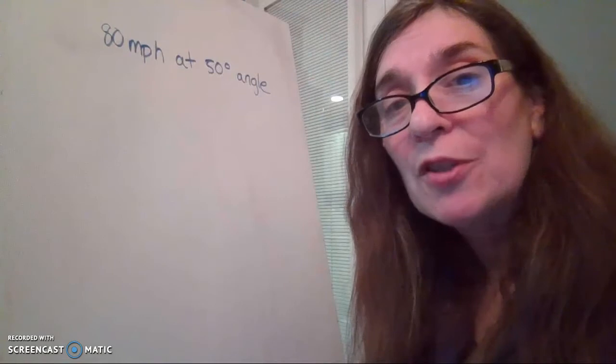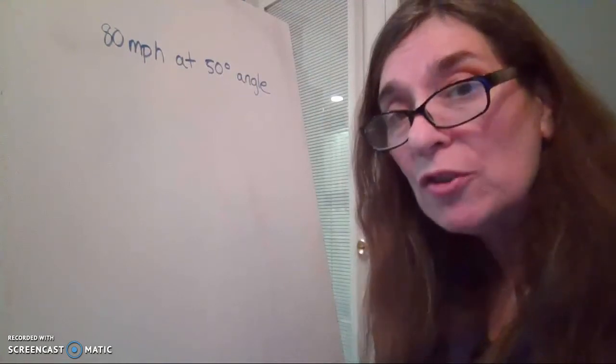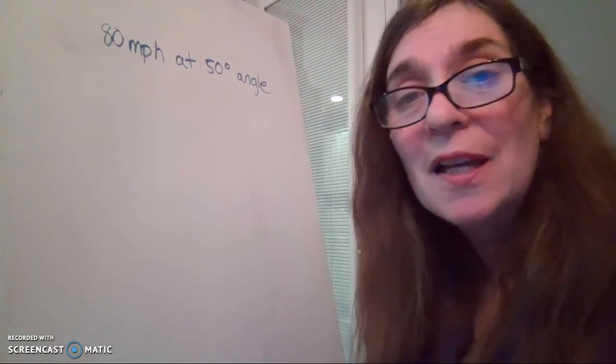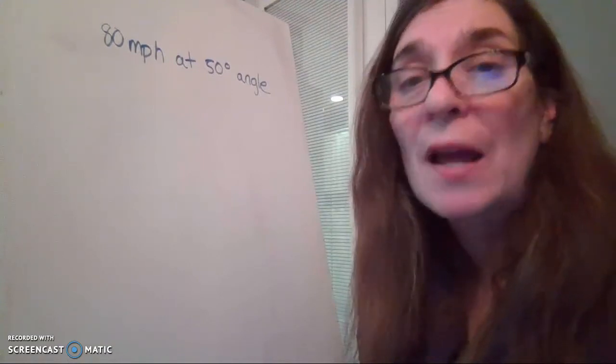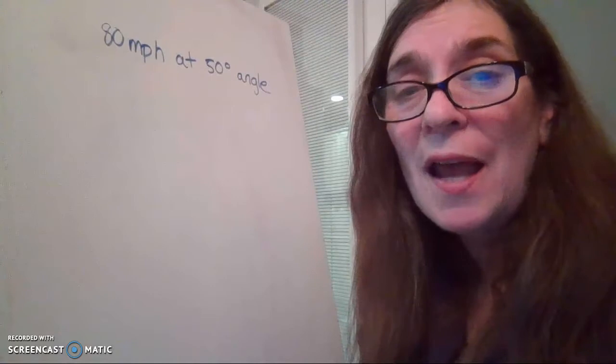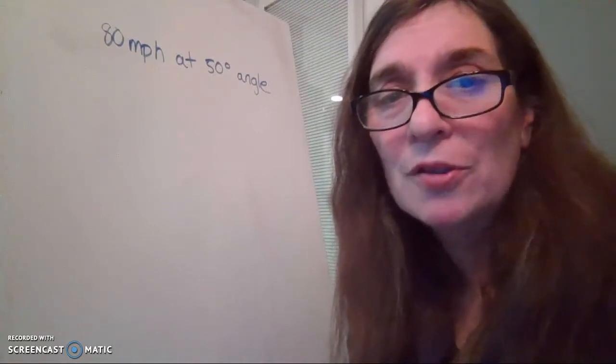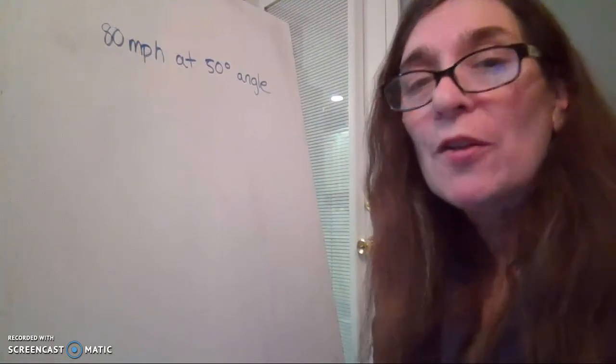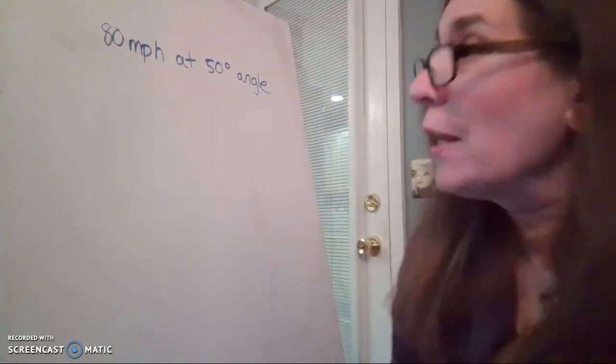And the first thing we need to learn about projectile motion equations is that when you throw something at an angle, it has two components: a vertical component, how it goes up and down, and a horizontal component, how it goes forward. So we're going to figure that out today, and I'm going to show you how to do that.